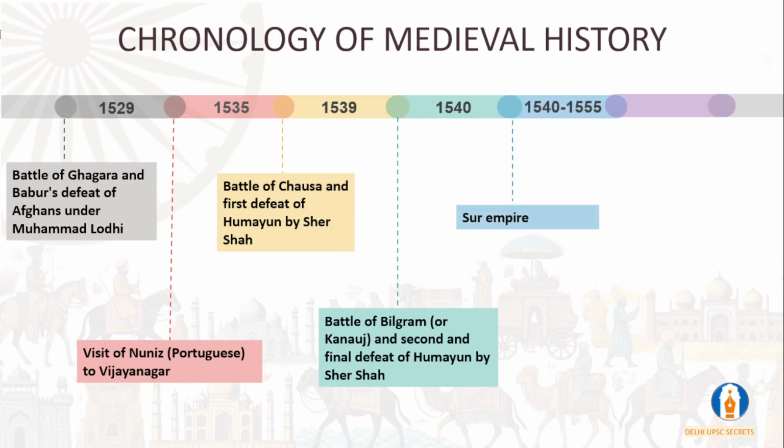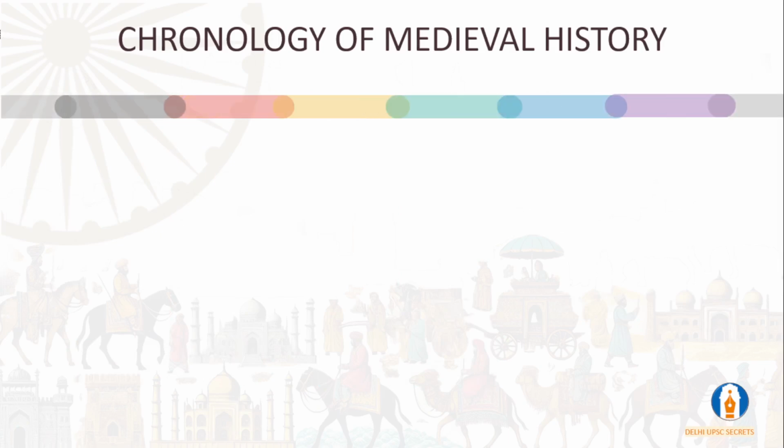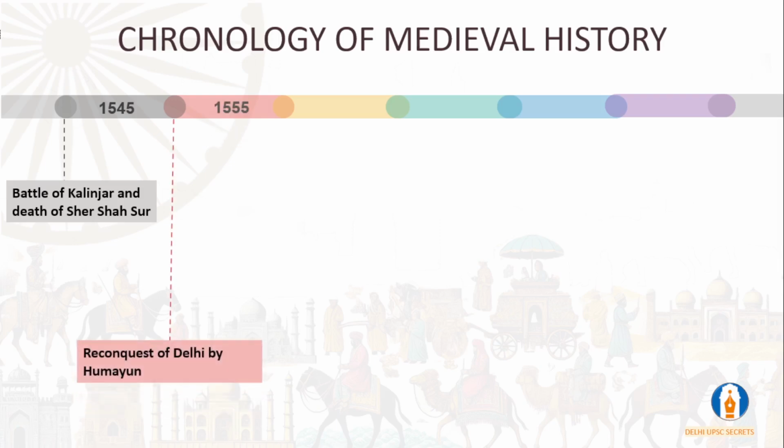And 1540 to 1555, the Sur Empire rules the region. 1542, the birth of Akbar happens at Amarkot. Akbar, one of the important rulers of the Mughal dynasty. Then 1545 AD, the Battle of Kalinjar happens, and the death of Sher Shah Suri happens in this period. Then 1555, the reconquest of Delhi happens by Humayun.